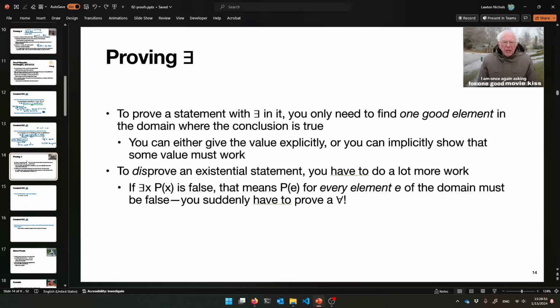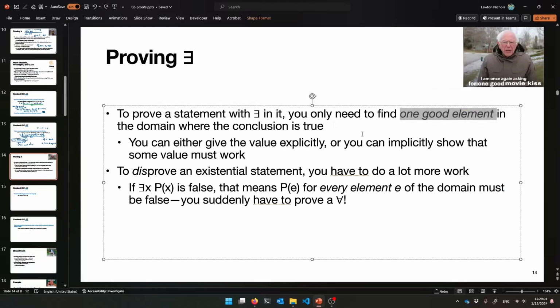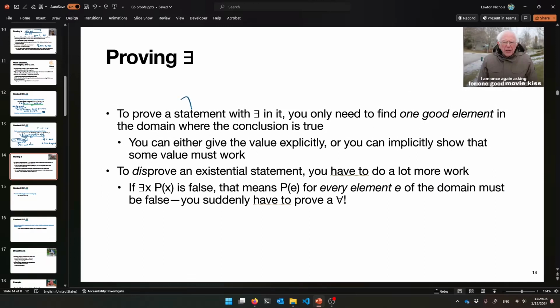Let's also talk about proving a there exists, right? So if you're trying to prove a statement that has a there exists at the start, you just need to find one good element for which it works, right? To find that conclusion being true, okay? And there's a couple ways to do it. First of all, your statement looks like this: there exists an x such that p of x is true for that thing.